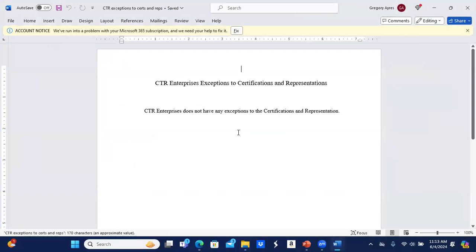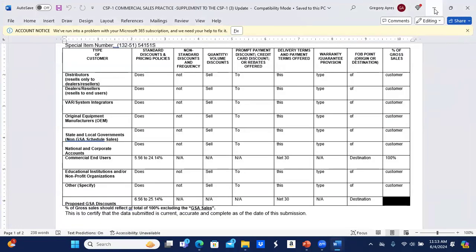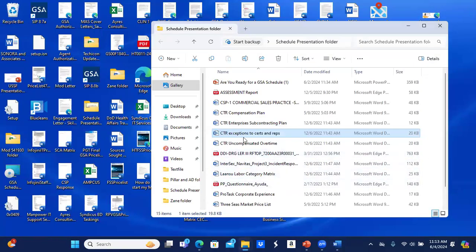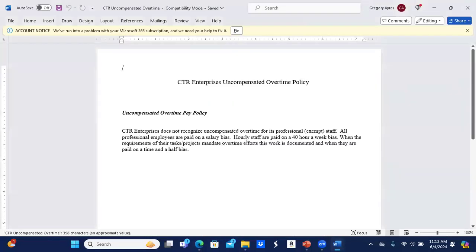Exceptions to reps and certs. You don't have any, you don't take any. Uncompensated overtime, how you deal with that. Again, for the professional staff, the exempt staff, they don't get anything. And then the hourly basis, anything over 40 hours, they get time and a half.